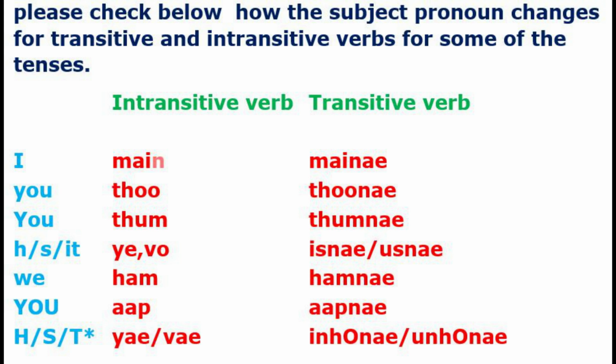And then when it becomes a transitive verb, main becomes maine, tu becomes tune, tum becomes tumne, ye becomes isne, wo becomes usne, hum becomes humne, aap becomes aapne, ve becomes inhonne, unhonne. So most of the time you add ne to the pronoun. मैंने, तूने, तुमने, इसने, उसने, हमने, आपने, इन्होंने, उन्होंने. And that is all the lesson for now.